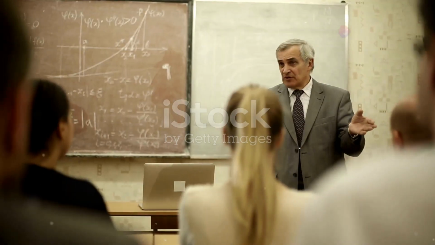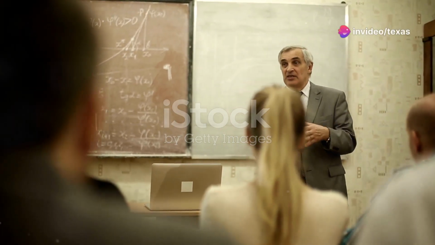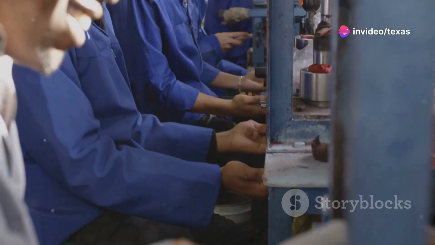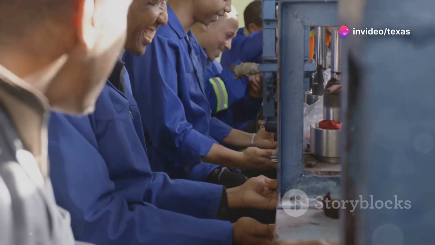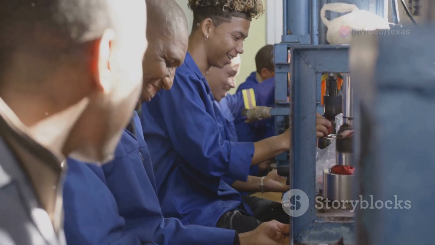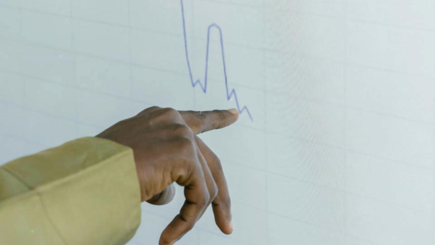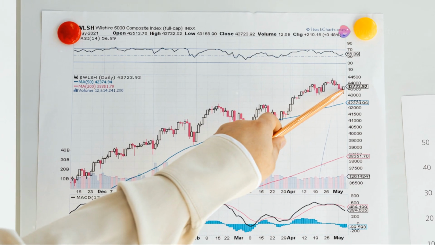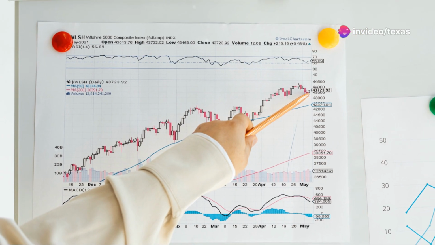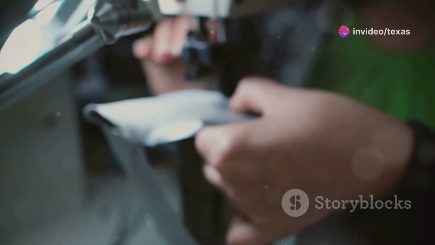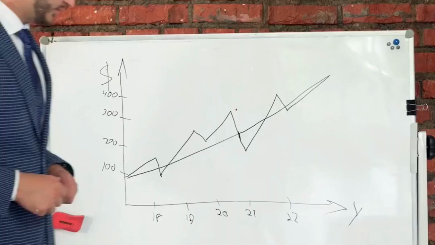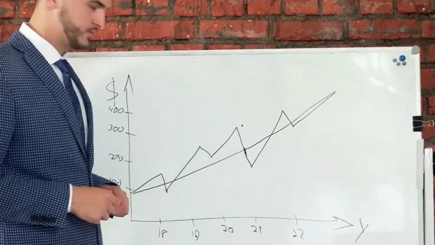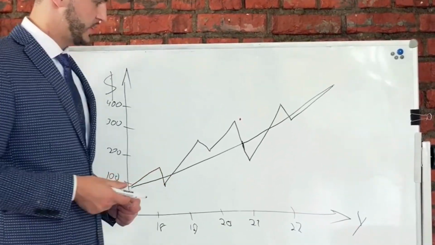Section 5. Introduction to Aggregate Supply, or AS. Aggregate supply represents the total output of goods and services that firms in an economy are willing to produce at different price levels. AS can be divided into short-run aggregate supply, SRAS, and long-run aggregate supply, LRAS. In the short run, some input prices are sticky, causing the SRAS curve to slope upward. In the long run, all input prices are flexible, making the LRAS curve vertical.